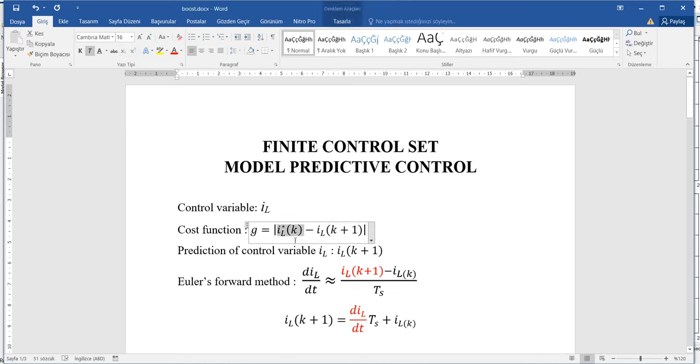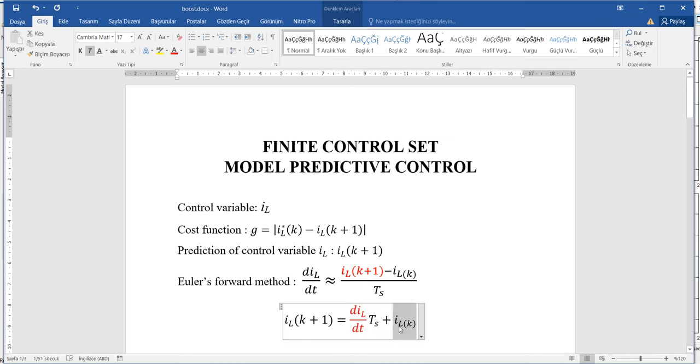This is the inductor current reference. It is a constant value, so it is a DC quantity, and this is the predicted value of the inductor current. We need the prediction of the control variable here. We can use Euler's forward method for approximation, defined here. We need this part of the equation, so the final equation is this.